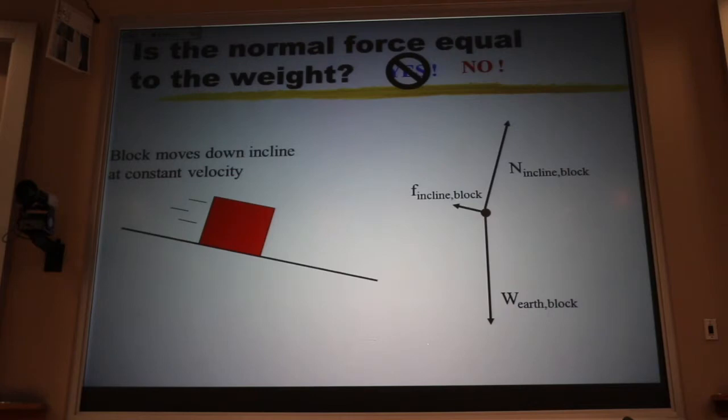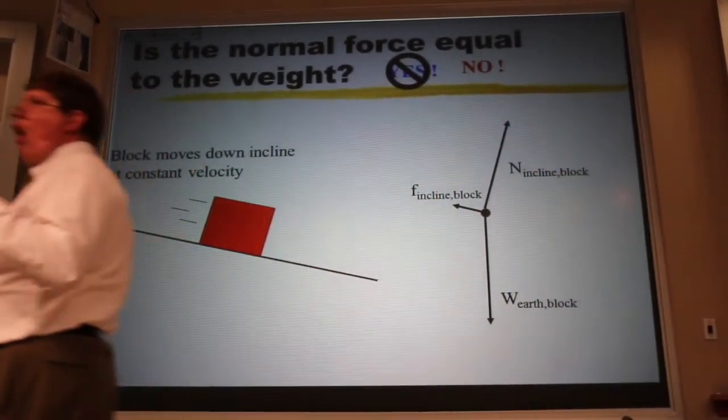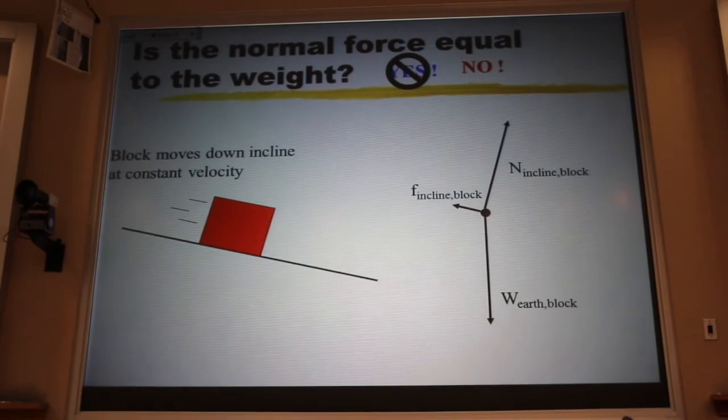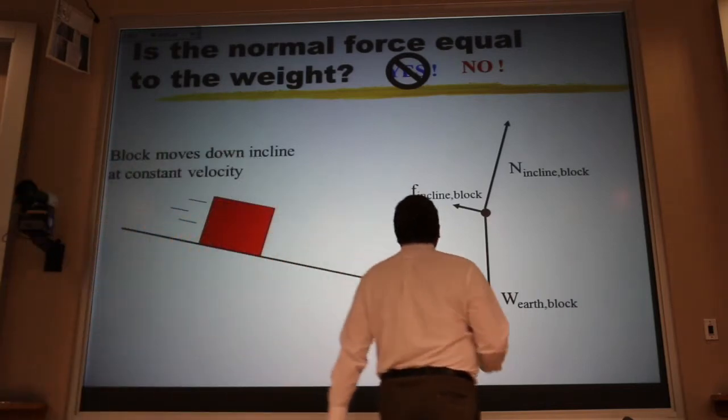Now folks, ramp problems are hard. Ramp problems are messy mathematically. Ramp problems require you to solve two equations and two unknowns, unless you look at them just right. And I'm going to show you how to look at them.